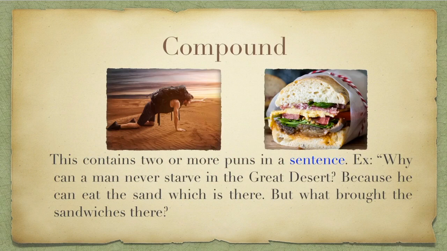Category number 4, compound. This contains 2 or more puns in a sentence. So here's a famous compound pun from English rhetorician Richard Whately. Why can a man never starve in the great desert? Because he can eat the sand which is there. But what brought the sandwiches there?